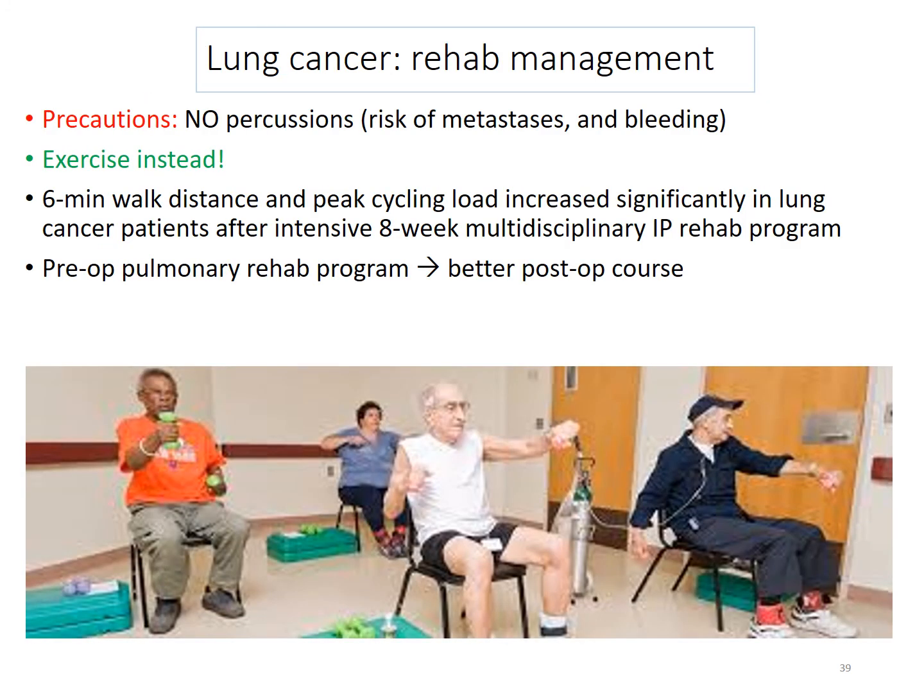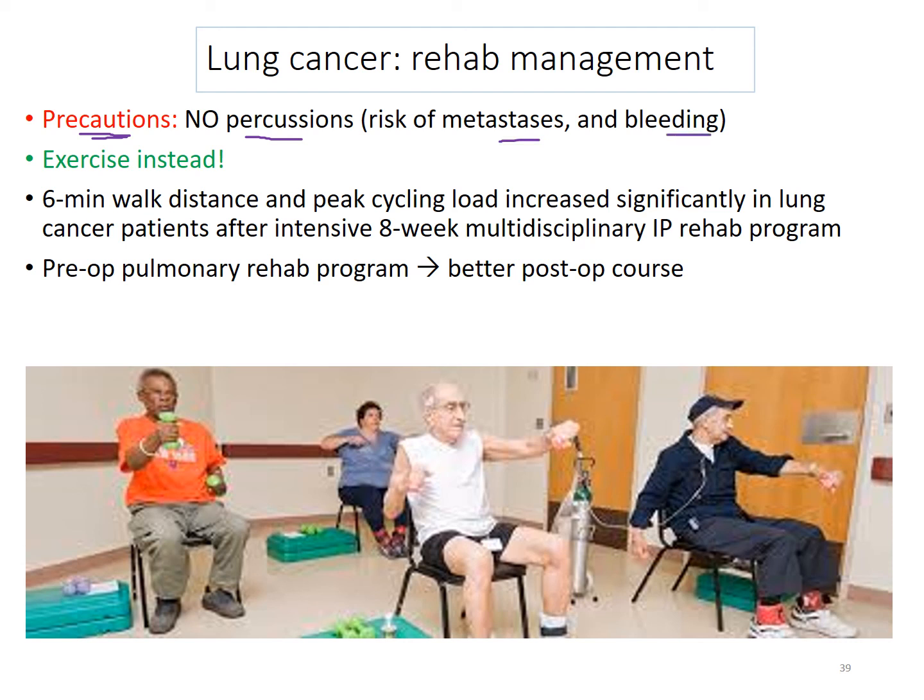So what do we do for lung cancer? First of all, I'd like to point out that we may not use percussions or vibrations in the presence of lung cancer. It is written as a precaution here, but I would say it's a contraindication due to risk of metastases and bleeding.